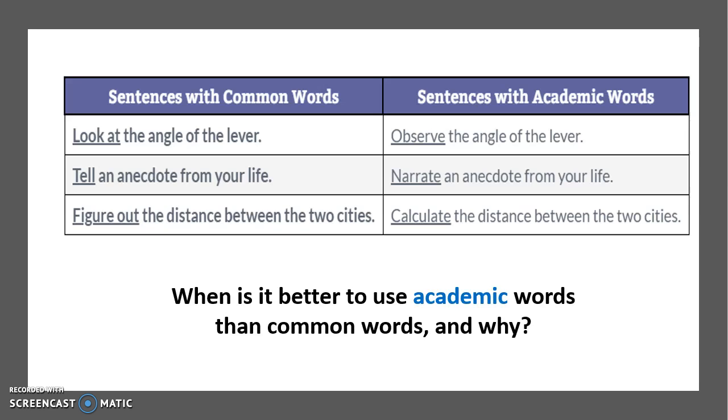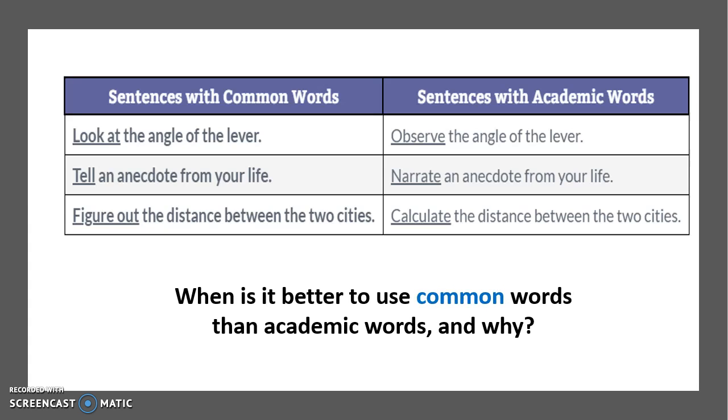So when is it better to use academic words rather than common words, and why? Often in a school or formal setting, we really strive for those academic vocabulary words. Okay, when is it better to use common words than academic words, and why? Perhaps in more informal situations with a more general audience, with anyone who might not be familiar with some of the academic words, that would be more appropriate.